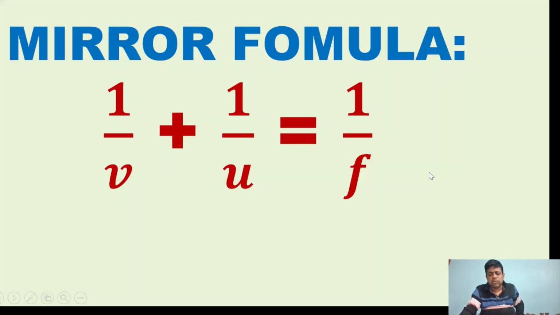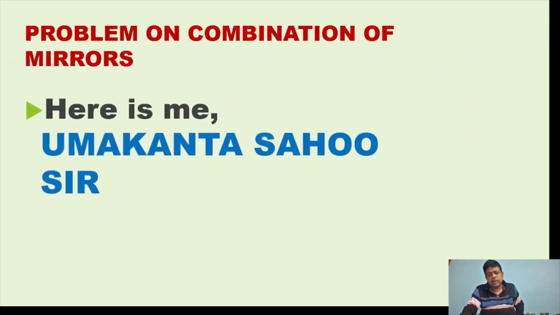Once again you can go through it and understand the mechanism of the concept, the derivation of the mirror formula, which is 1/v plus 1/u equal to 1/f. In this class I am going to discuss a problem based on the formula 1/v plus 1/u equal to 1/f, for the combination of both spherical mirrors, convex mirror and concave mirror, right?